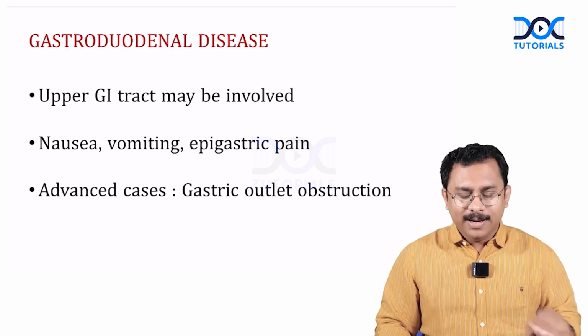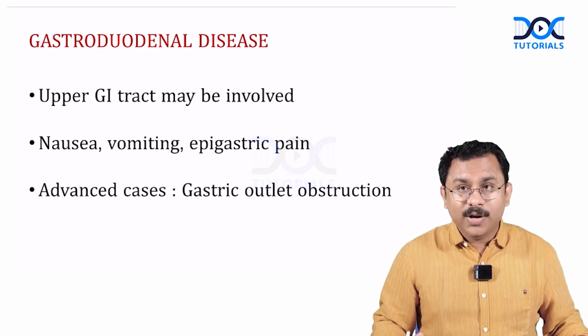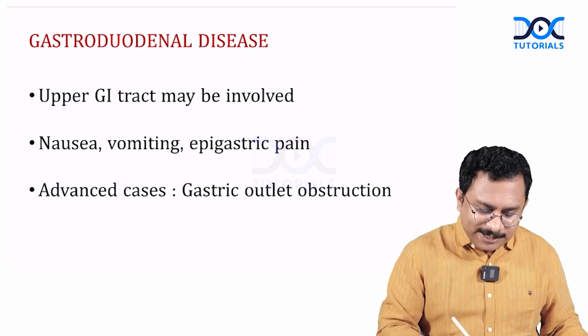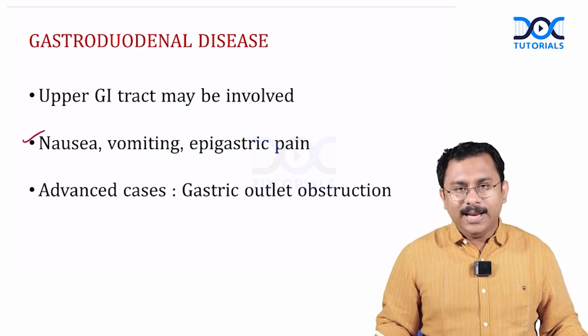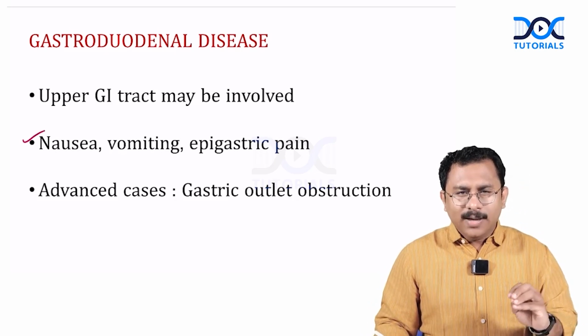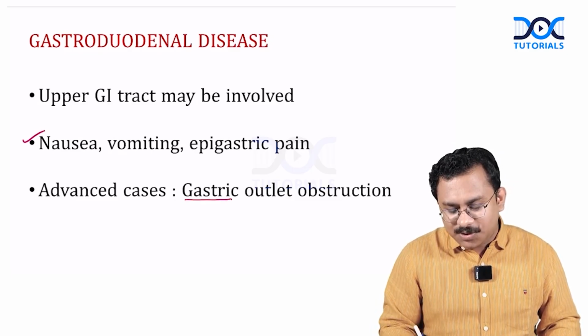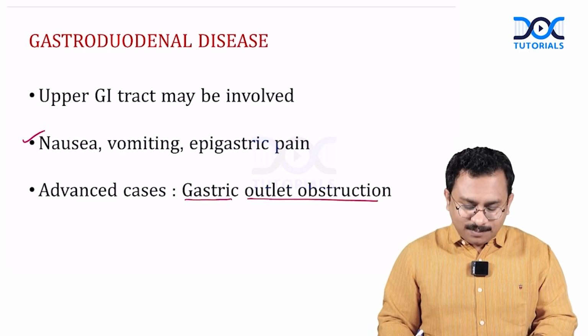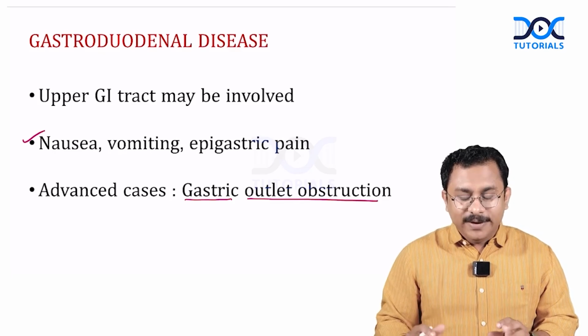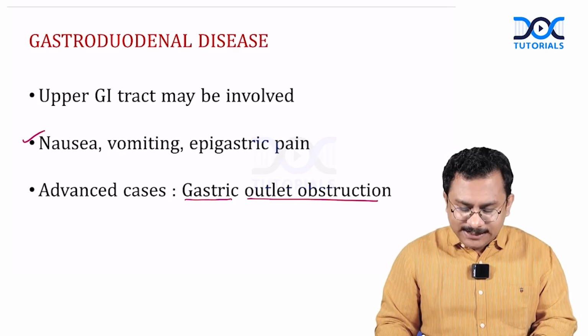So you can have a gastroduodenal disease. So in that case, the patient has nausea, vomiting, and epigastric pain. And advanced cases of upper GI involvement can have gastric outlet obstruction. Okay, right. So these are the clinical features of Crohn's disease.